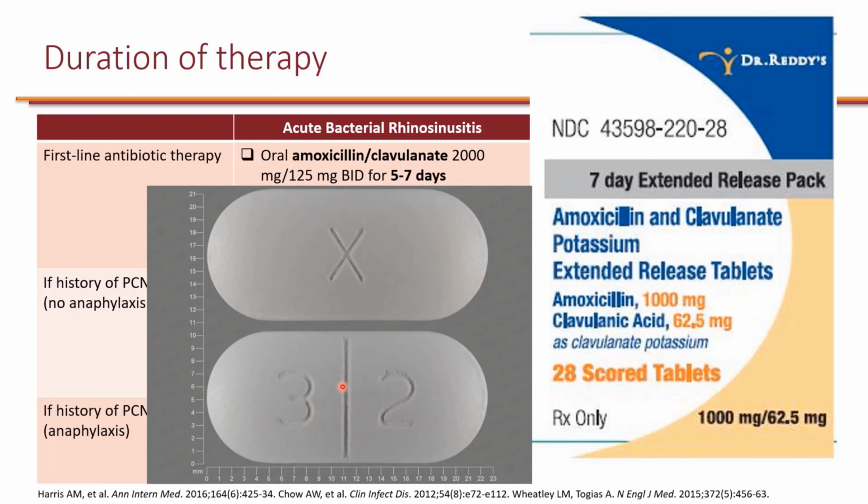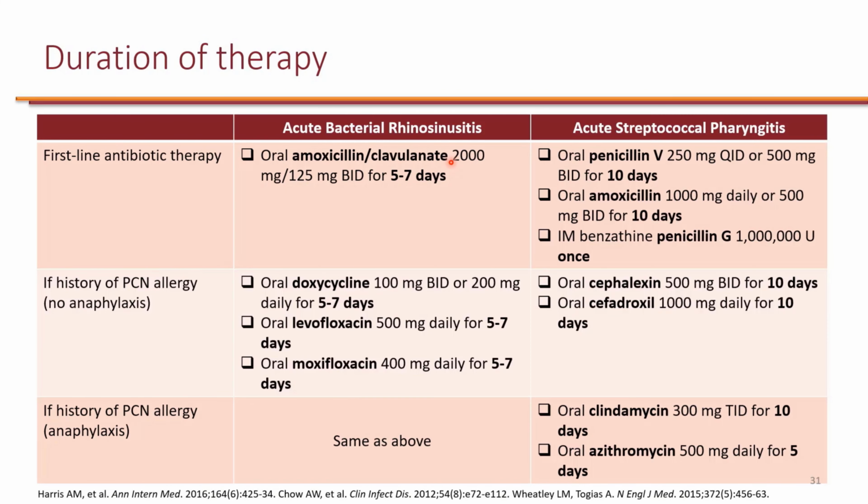This is a large pill, so they had to split it into 2 pills. Each pill includes 1,000 milligrams of amoxicillin and 62.5 milligrams of clavulanic acid. So 2 pills together make up the high-dose amoxicillin clavulanate, which would be 2,000 milligrams of amoxicillin. Alternatively, if the patient cannot tolerate amoxicillin clavulanate, for example penicillin allergy, regardless of what the reaction was, the alternative would be doxycycline, for 5 to 7 days. In fact, all recommendations are for 5 to 7 days.